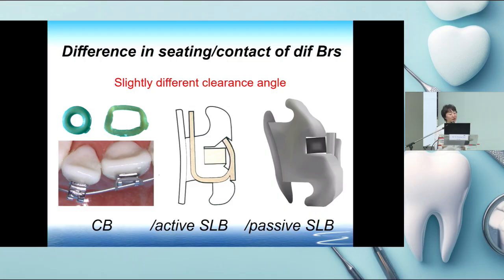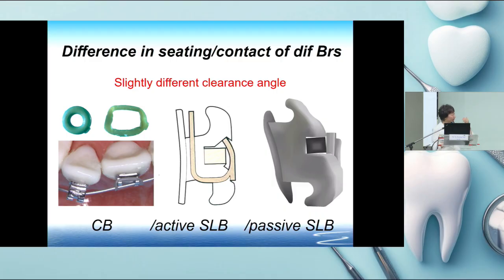So what's the difference in seating in different brackets? This is an active self-ligating bracket. That's a passive self-ligating bracket. That's a conventional bracket. So the arch wire seating is quite different. With this one, when you put the arch wire into the slot, you close the slide. So you get a fully seated arch wire, and that means full expression of the torque.